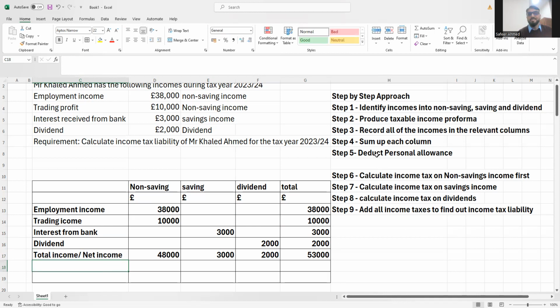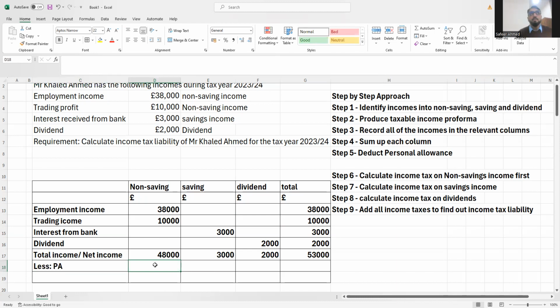Now, after that, step 5, which is deduct personal allowance. So what we do here is less personal allowance. Now, the personal allowance amount is frozen at 12,570 for the tax years 2022-23 and 2023-24. So here we are talking about 2023-24, which is for AAT level 4. This is applicable if you are doing your exam after 29th of January 2024.